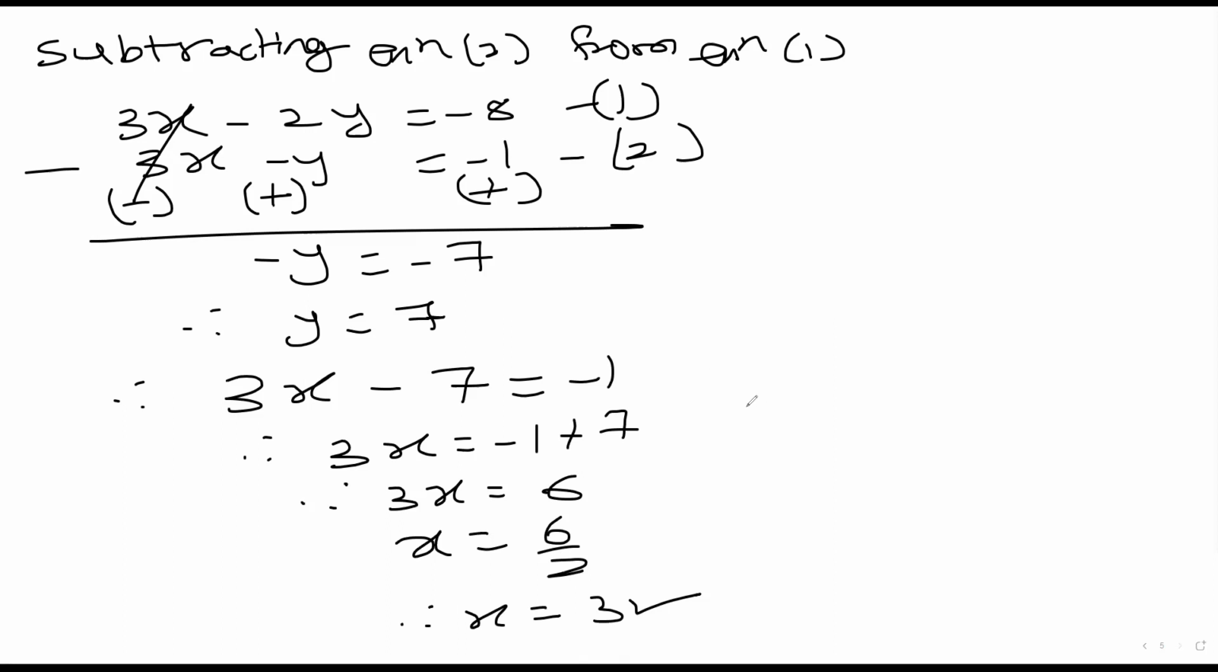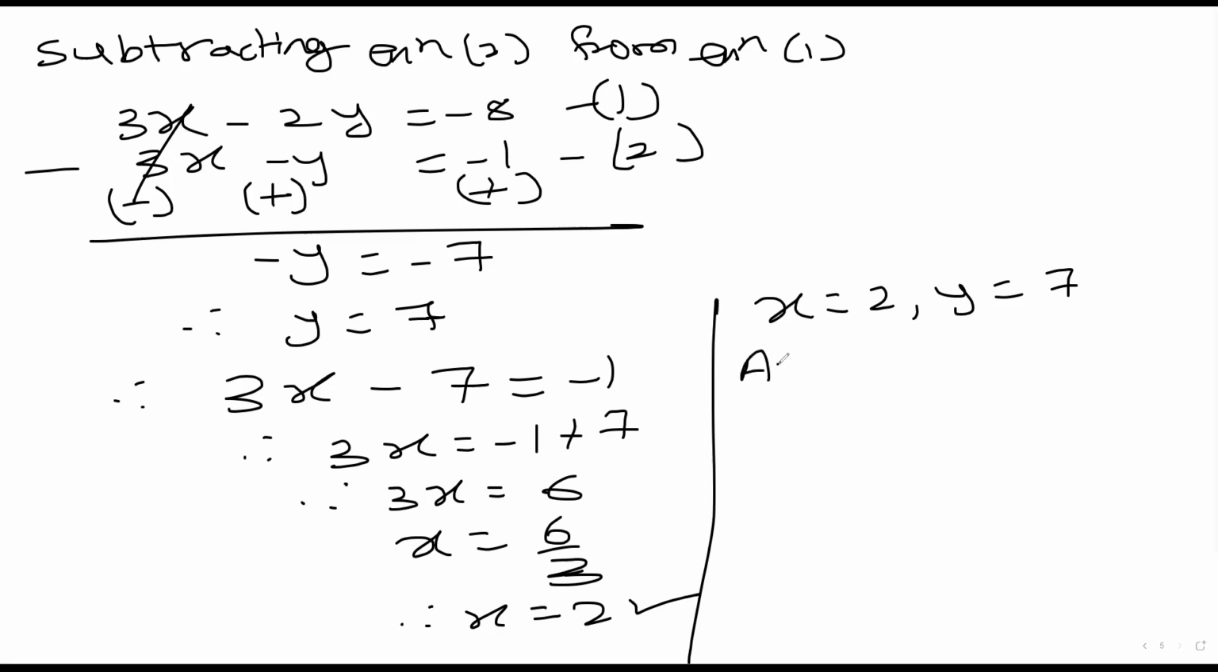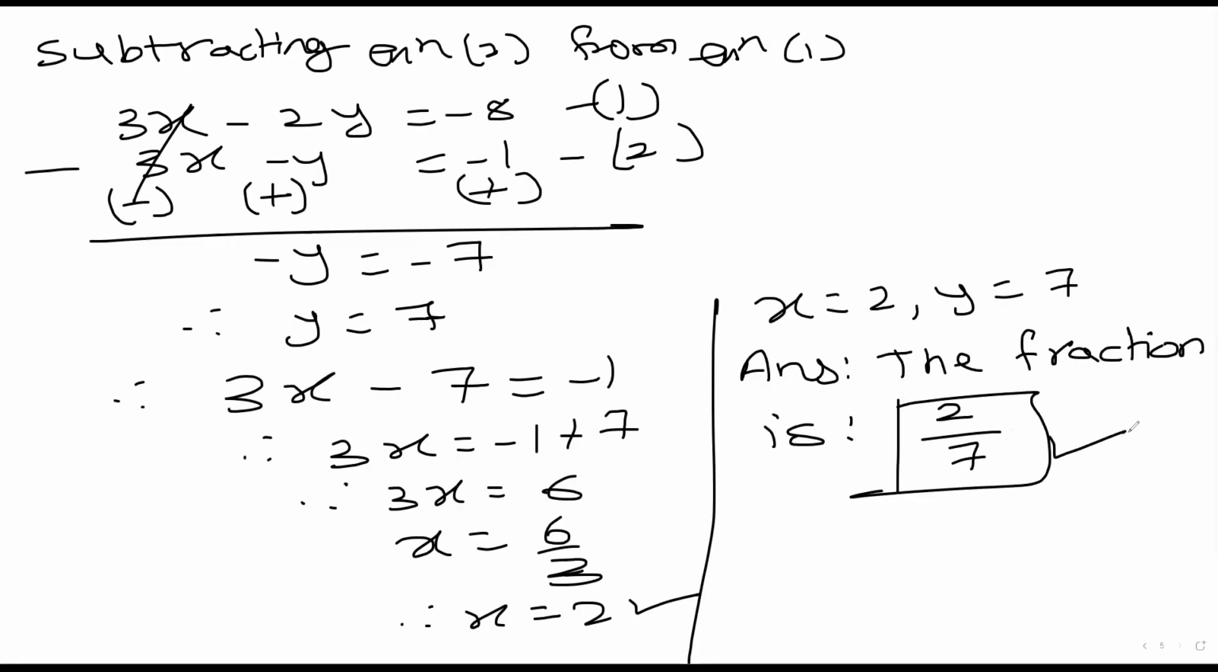So they have asked us to find the fraction. So x is 2, which is the numerator. y is 7, which is the denominator. So don't write x and y. What is the answer? 2/7. The required fraction is 2/7 because the original fraction was x upon y. Is that correct? Yes, sir. All right. Let's go to the textbook again.